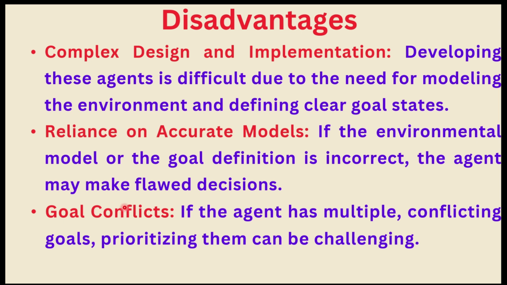Next, goal conflict. If the agent has multiple conflicting goals, which conflict with each other, the necessity to prioritize them is going to be a challenging task. Which goal has to be followed first? That will be a difficult task. So these are the disadvantages.